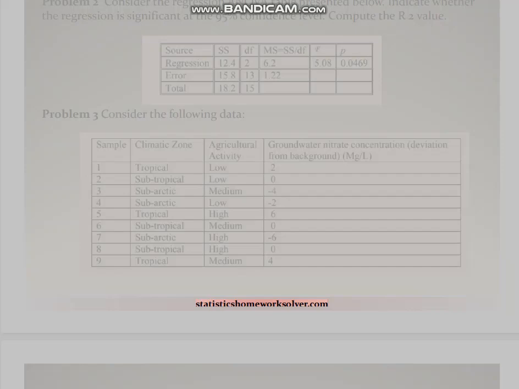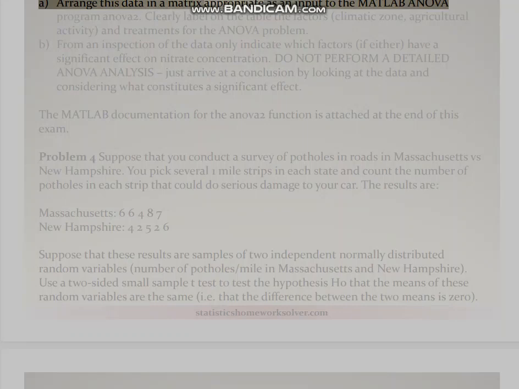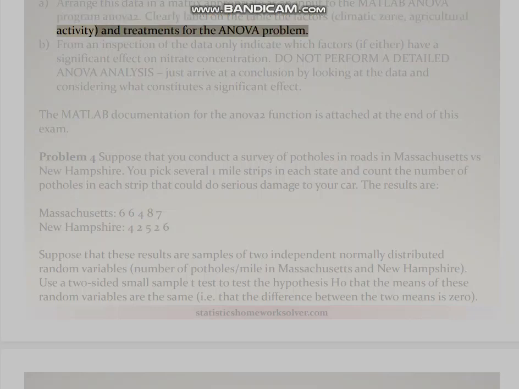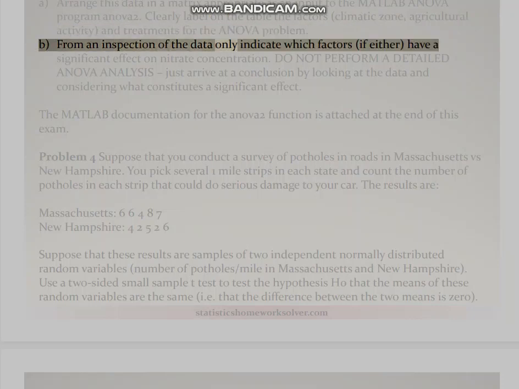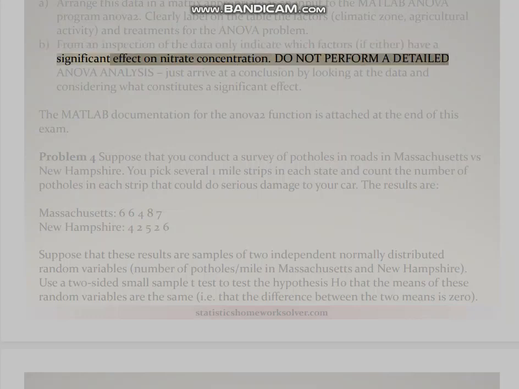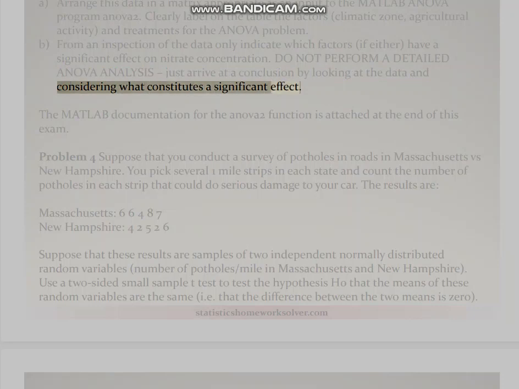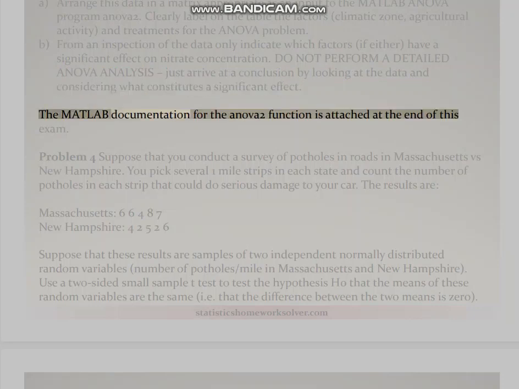A. Arrange this data in a matrix appropriate as an input to the MATLAB ANOVA program ANOVA2. Clearly label on the table the factors, climatic zone, agricultural activity, and treatments for the ANOVA problem. B. From an inspection of the data only, indicate which factors, if either, have a significant effect on nitrate concentration. Do not perform a detailed ANOVA analysis, just arrive at a conclusion by looking at the data and considering what constitutes a significant effect. The MATLAB documentation for the ANOVA2 function is attached at the end of this exam.